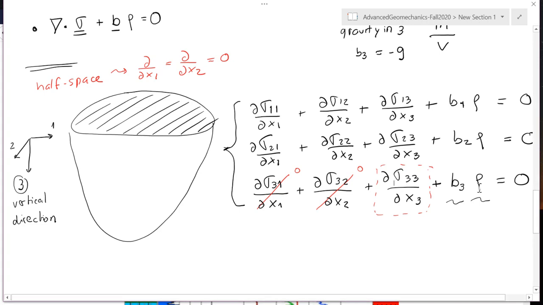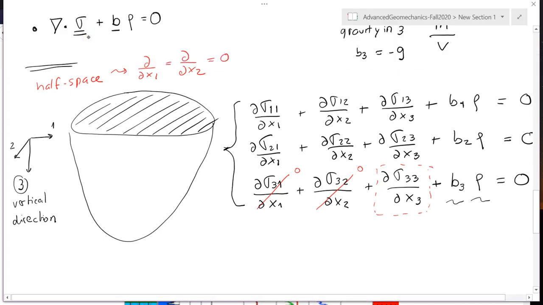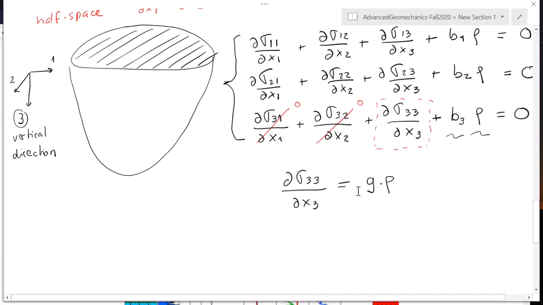So if I want to solve for that equation now, I'm going to have that the variation of vertical stress with direction 3 is going to be equal to the body force, which in this case is going to be gravity times mass density, which is rho. And if I want to solve this equation, what I'm going to have to do is integrate and solve by parts.